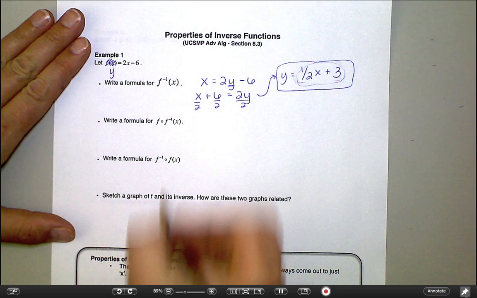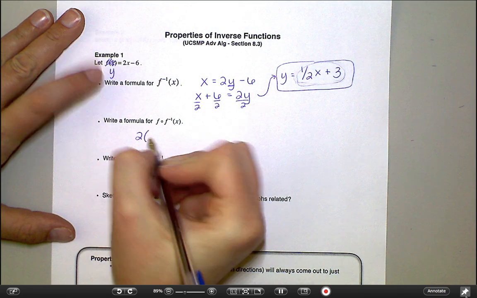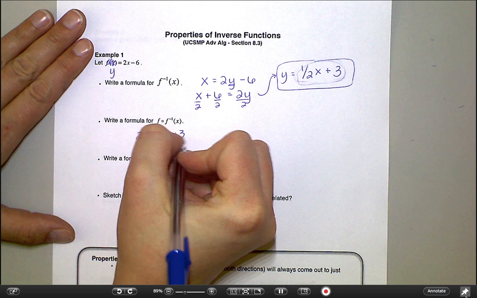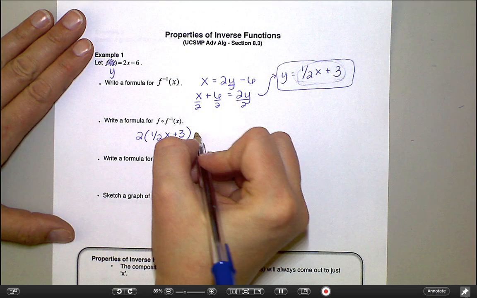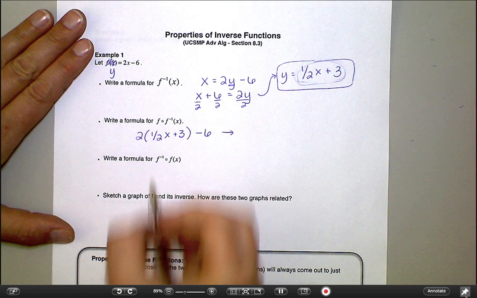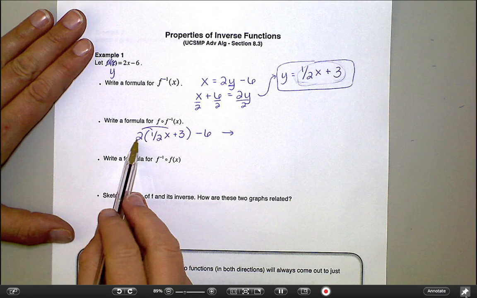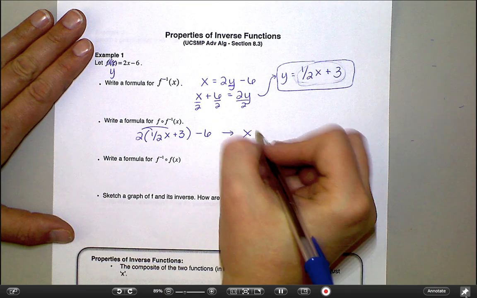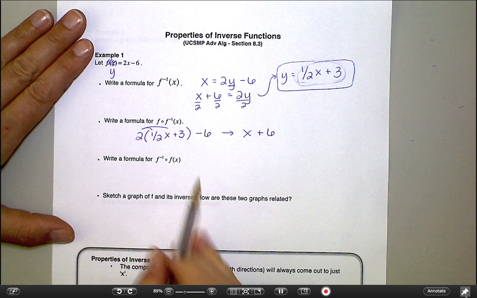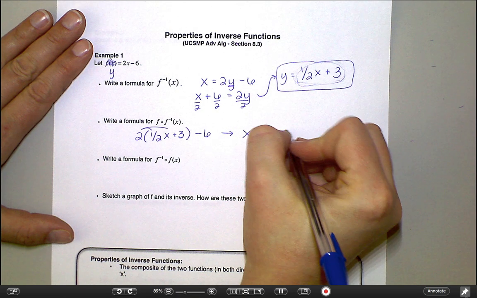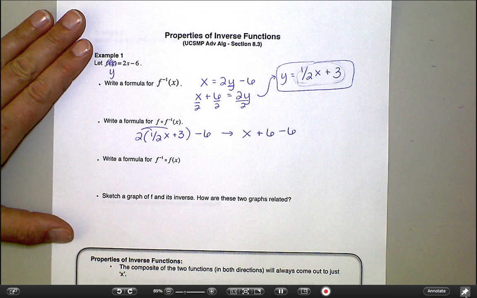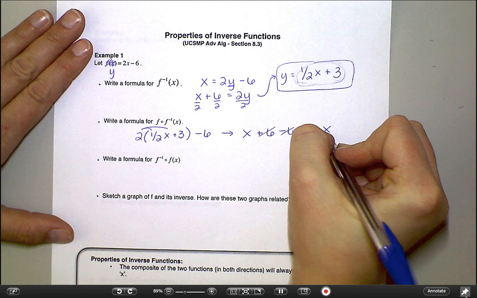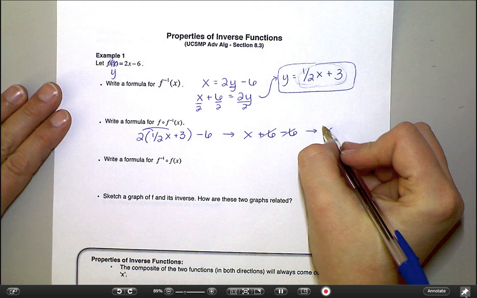Okay, so that's going to look like this, 2, and then instead of x, I'm plugging in 1/2 x plus 3, and then I still need the minus 6. So if I simplify that by distributing, the 2 times 1/2 would just make a 1, so that would be 1x, and 2 times 3 is 6. And then we still have this minus 6 hanging on out here. Okay? And now my plus 6 and minus 6 are going to cancel, and I'm left with just x. Okay? That would be my final answer for how that simplifies.